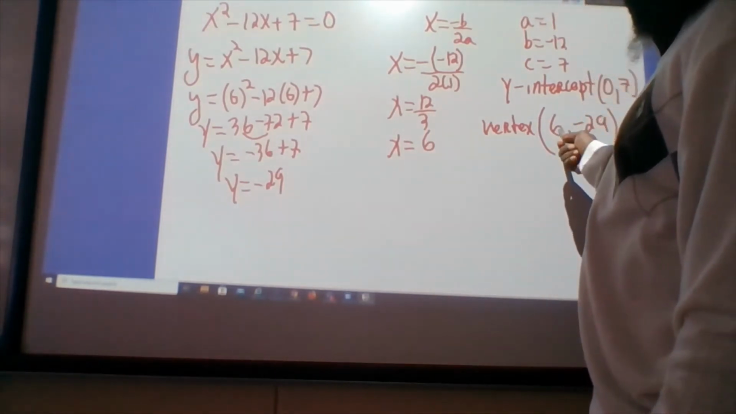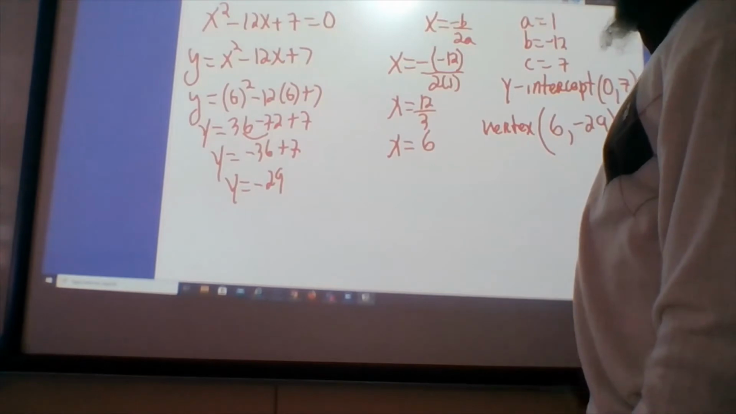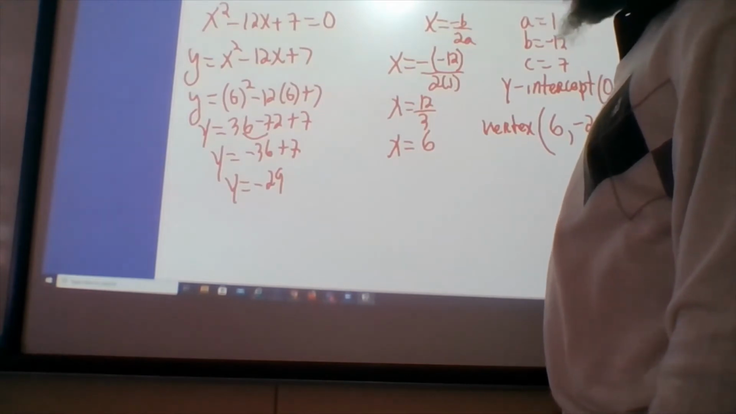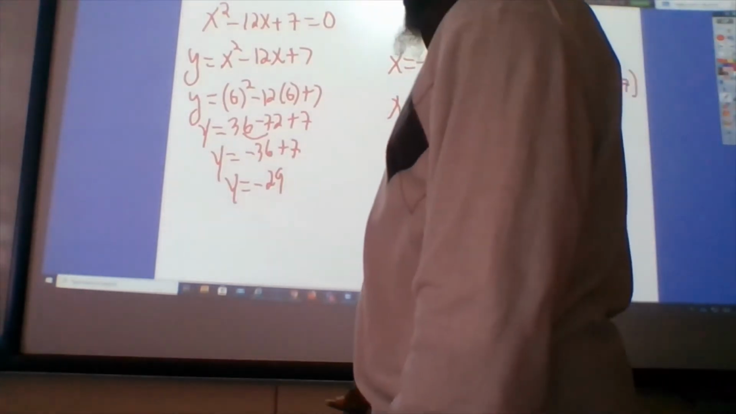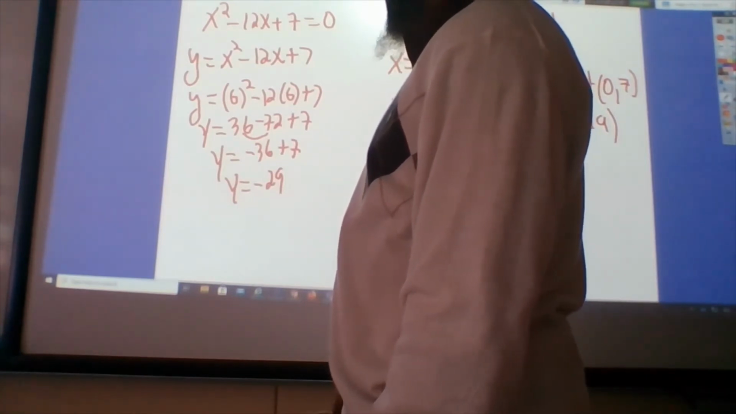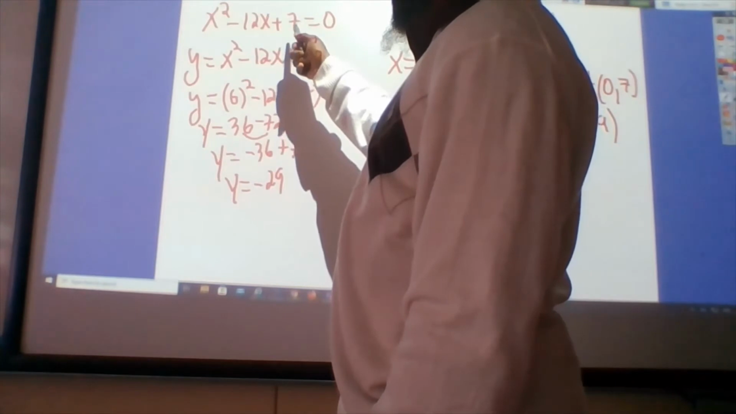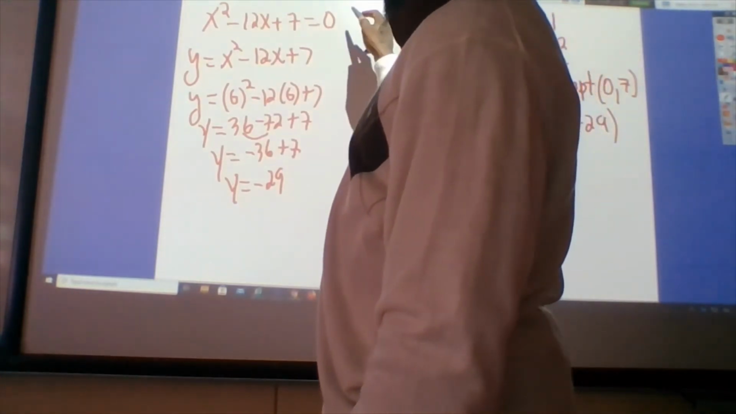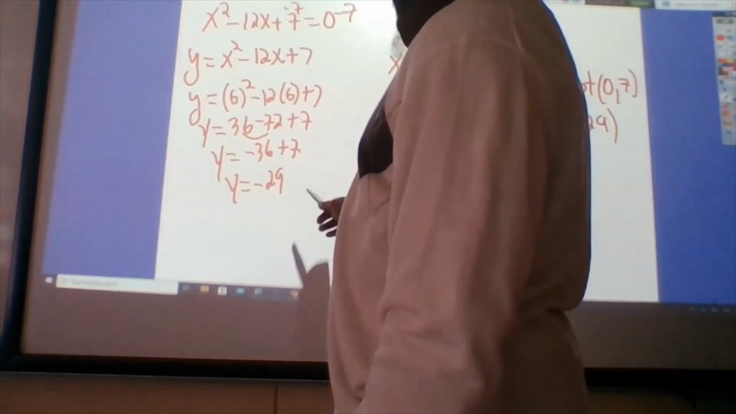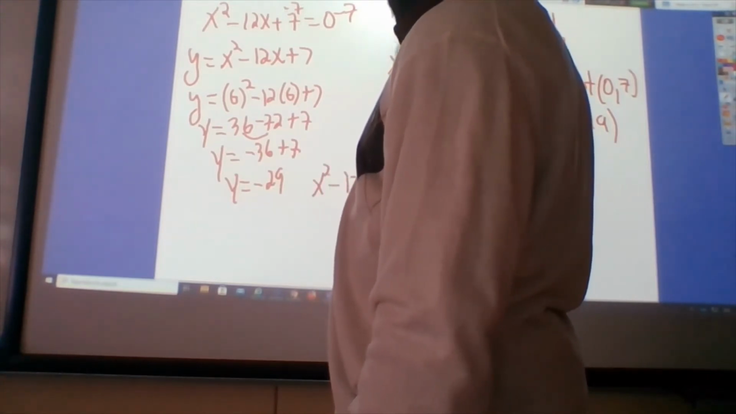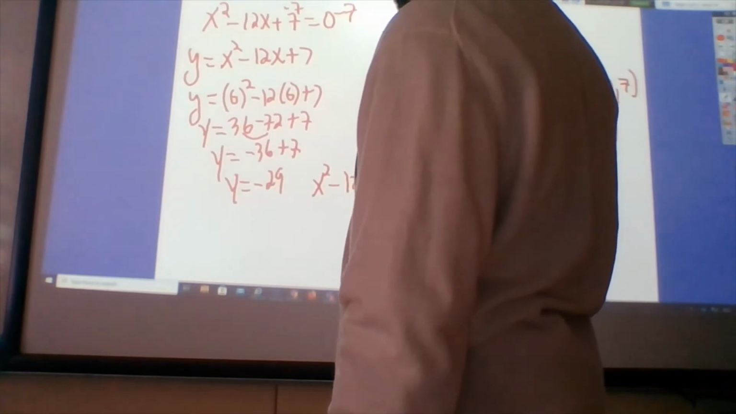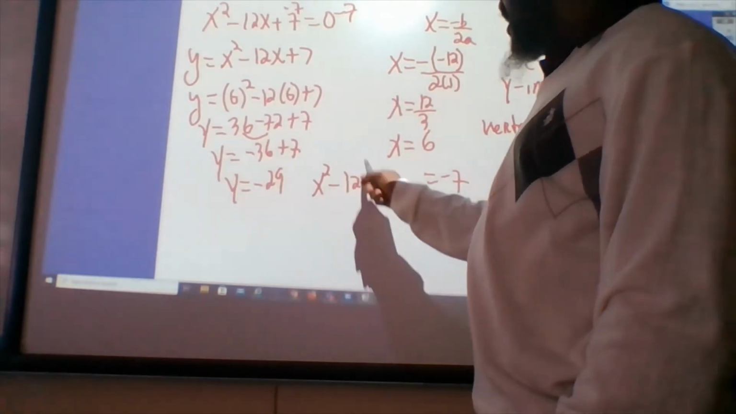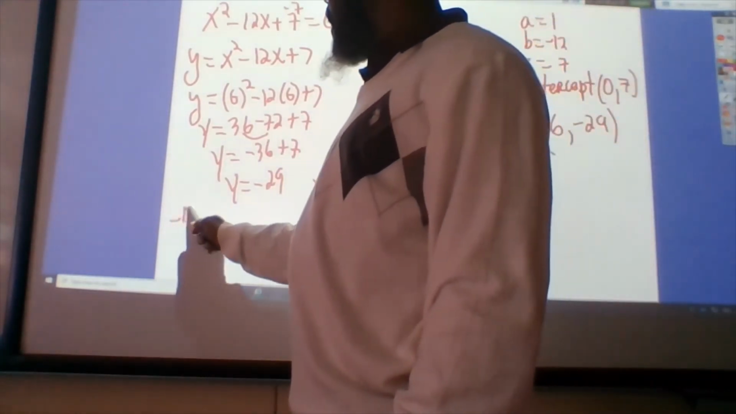Now the only thing I need to do is find the x-intercepts. To find them, I'm going to use completing the square. When using completing the square, you want the equation in this form: x squared minus 12x, and you move c to the other side, so it becomes minus 7. So my new equation is x squared minus 12x equals negative 7. The second step is to take the b term, divide by 2, and square it. Negative 12 divided by 2 gives me negative 6, and squaring negative 6 gives me 36. I'm going to add 36 on each side.